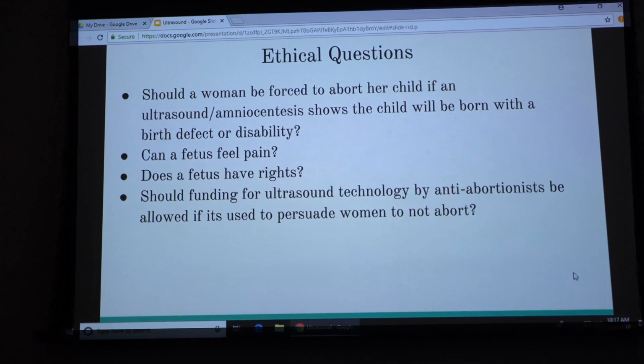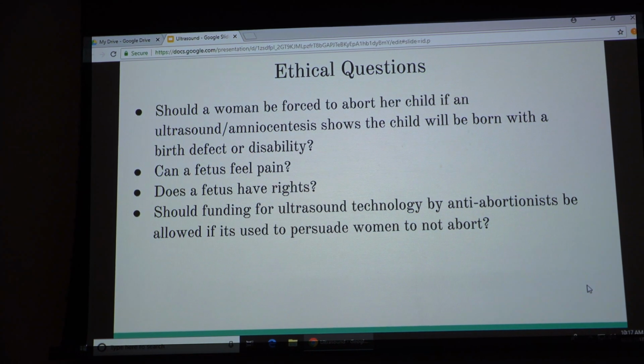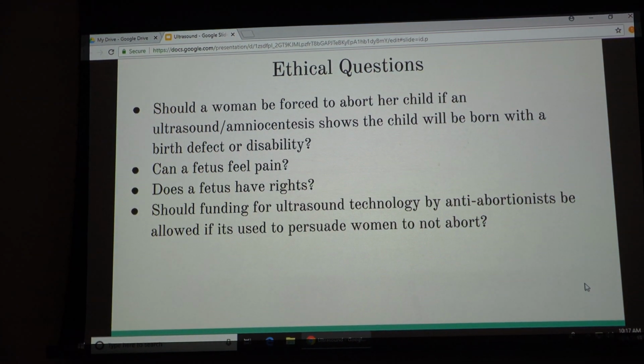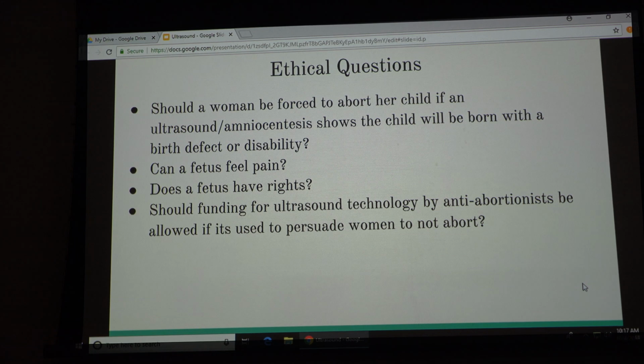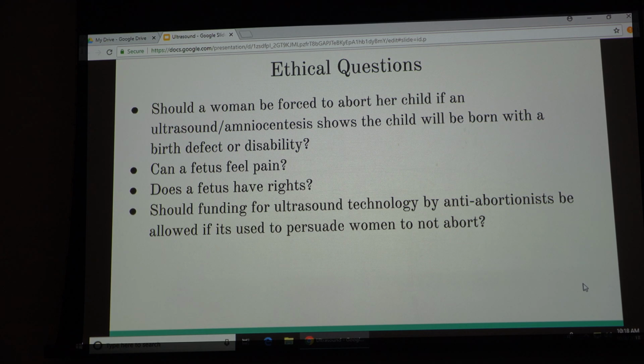With the use of ultrasound, there are a lot of ethical questions that can arise. The first one is, as you saw with Grace, she showed a lot of different problems that can arise with pregnancies, and that ultrasound can show. So the question that a lot of people probably think about is, should a woman be forced to abort or terminate her pregnancy if the child was found to have a lot of birth defects or disabilities? And can a fetus feel pain if the mother does decide to terminate the pregnancy? Does the fetus have rights, whether it's in the womb or outside the womb?